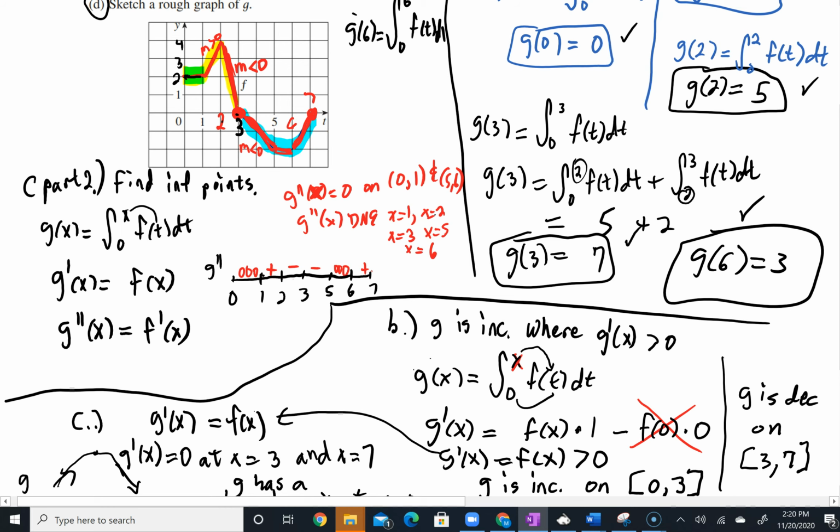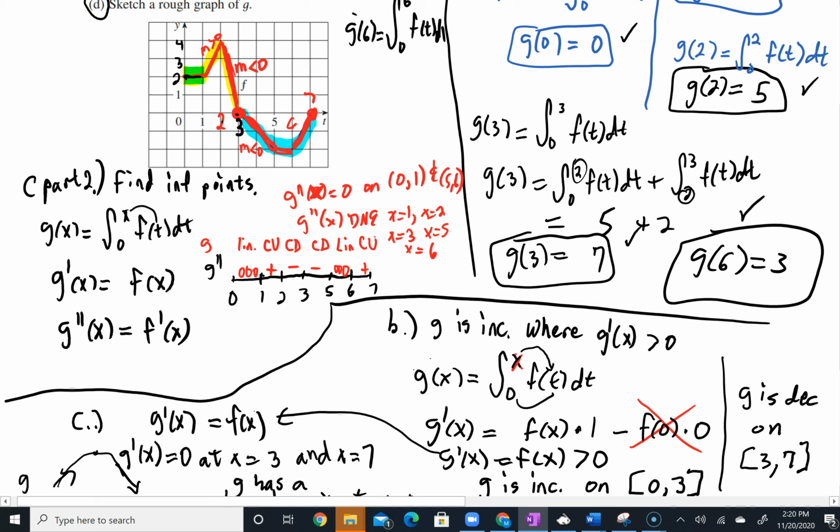So right now, I know that G is linear between 0 and 1. Between 1 and 2, it's concave up. Between 2 and 3, it's concave down. Between 3 and 5, it's concave down. Between 5 and 6, there's no curvature. It's a line. And between 6 and 7, it's concave up.